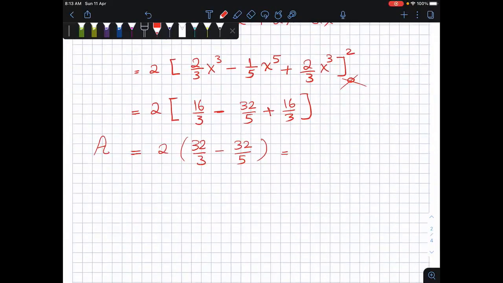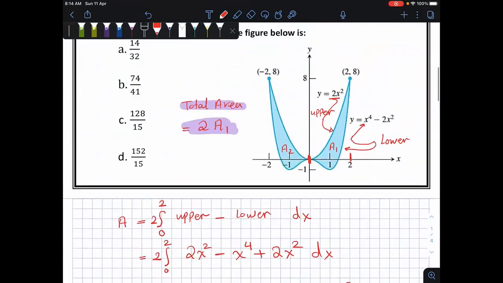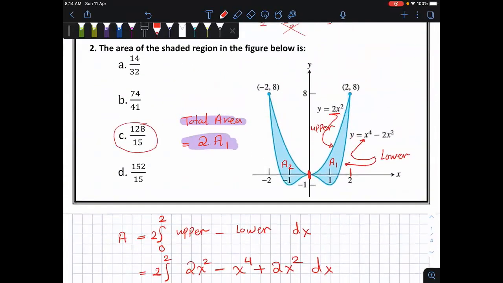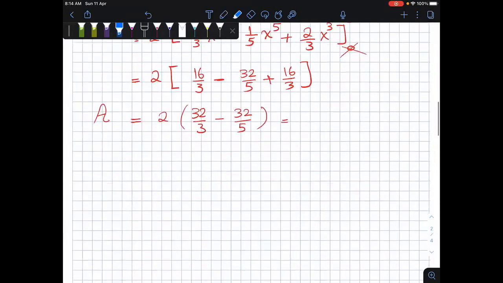This way is easy. Type 32 over 3 minus 32 over 5 times 2. Use the calculator, guys, and tell me the answer to pick the correct choice. So this will be the same as any questions in the final exam. Okay. 128 over 15. It's clear here that it's letter what? It's letter C. Okay, so let's write the answer here. Thank you, Faris.